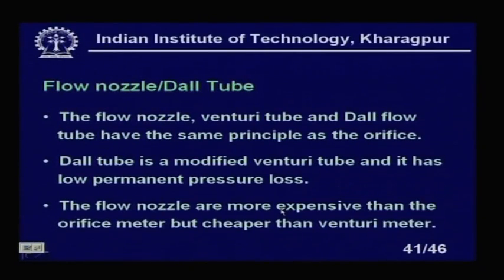The flow nozzle is more expensive than the orifice meter, but cheaper than the venturi meter. Venturi is the most expensive, as you know. So, the flow nozzle is more expensive than the orifice, but cheaper than the venturi.